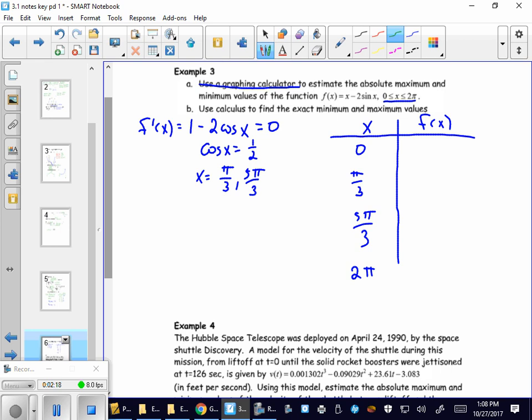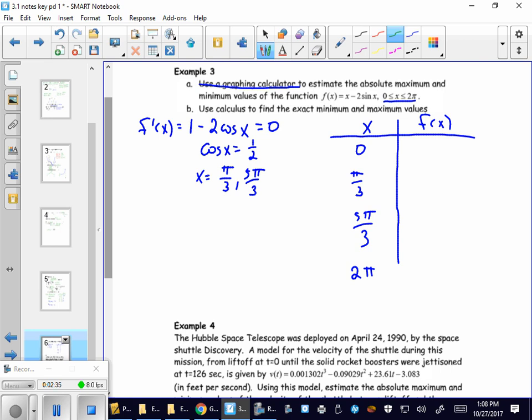And remember, we're taking those x values and we're plugging them back in to the original function. And that's because the original function is going to give us the y values. If we plug these back into the derivative, we're just going to get slopes. That's not what we're looking for. We're looking for the actual maximum values.